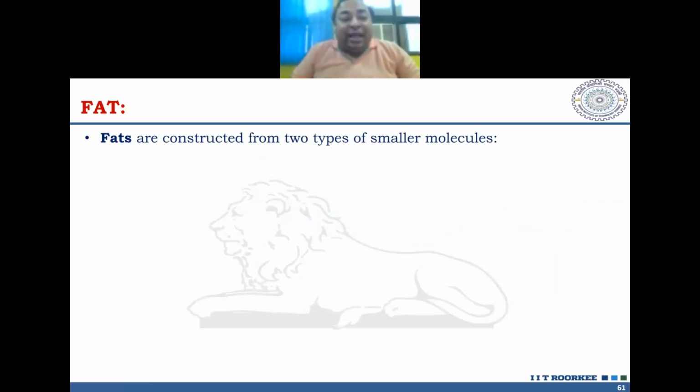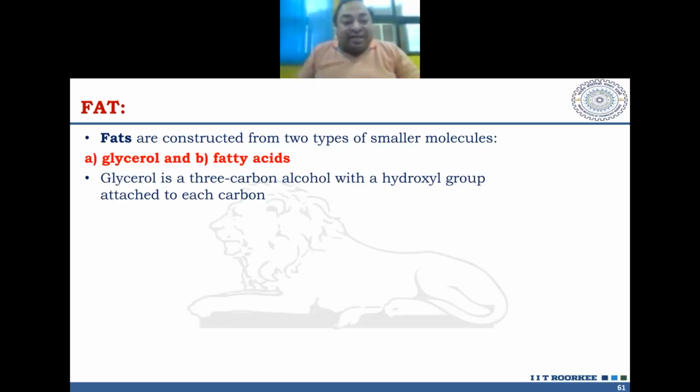Coming to fat, they are constructed from 2 types of smaller molecules. One is glycerol. If you remember the triose, we have already looked at, glycerol is an example of triose, and the other is fatty acids. So glycerol, as we have seen already, is a 3 carbon alcohol with a hydroxyl group attached to each carbon. If you see, there are 3 carbons and each of the carbons is attached to a hydroxyl group. So this is called glycerol.